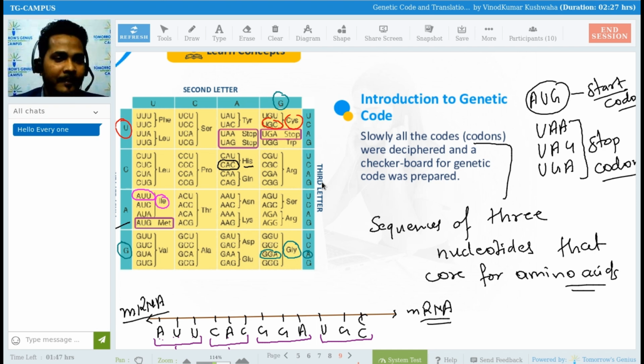How many total codons are there in this checkerboard method? 64. And out of the 64, as I told you, 3 codons do not code for any amino acid. So can you tell me what those 3 codons are?